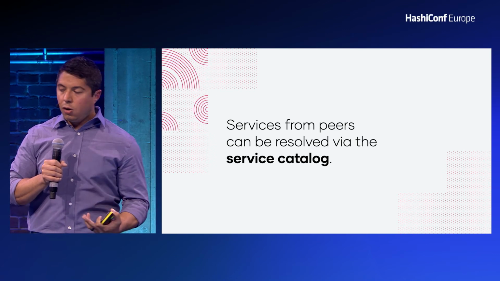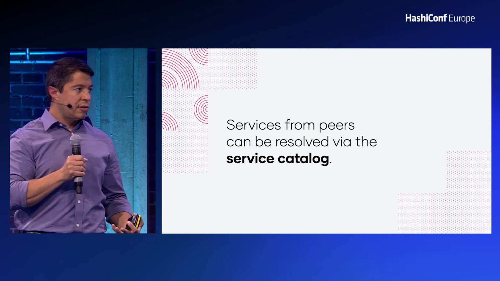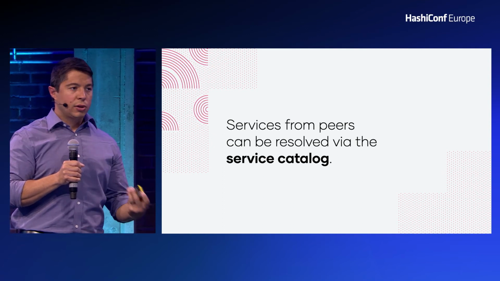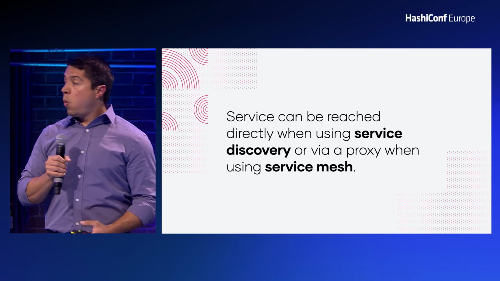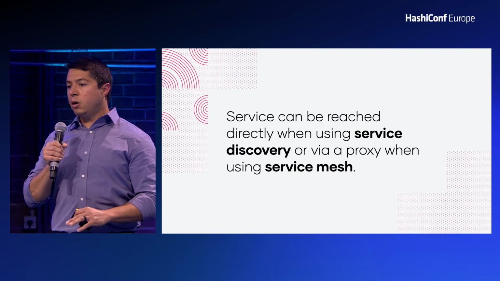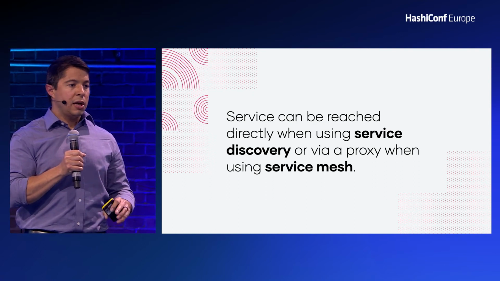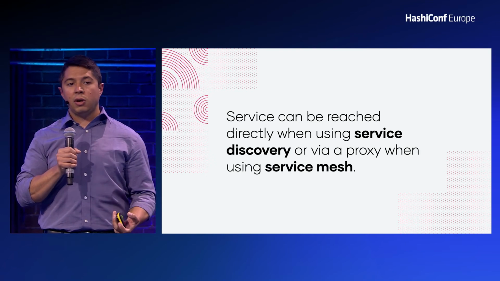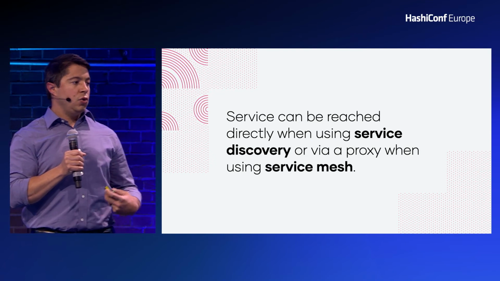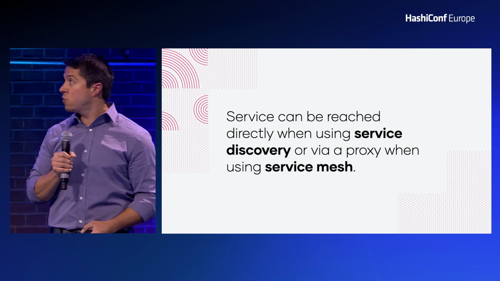As is probably apparent already, when a service is received from peers, it's now in the service catalog, and it can be looked up just like any other Consul service. When a service is received from a peer in the context of service discovery, those endpoints, those addresses that are propagated, can be directly connected to. When you're using cluster peering in the context of service mesh, then you need to route your traffic through a sidecar proxy in order to communicate to that destination service.